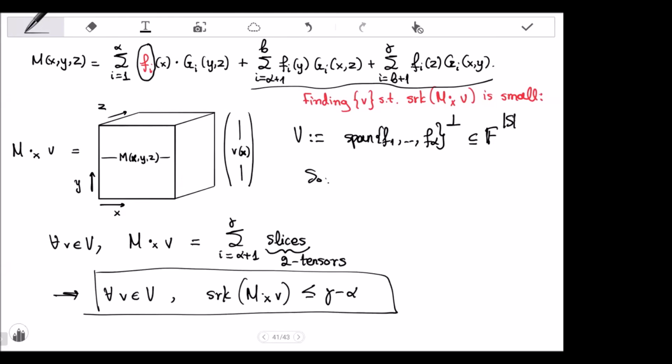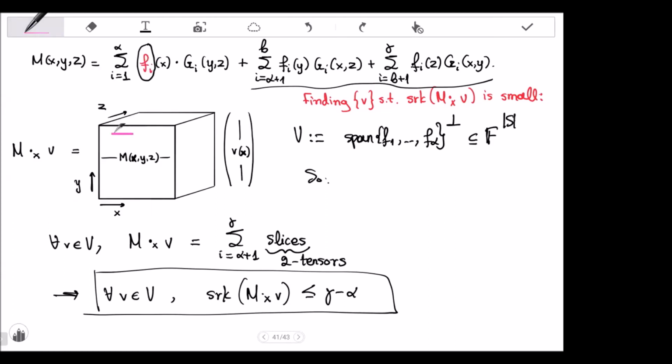So I found a space of V's where the slice rank is small. And now I'll pick one V in this universe where the slice rank is as big as possible. Remember, I never used anything about my tensor being diagonal. I completely forgot about that. I will remember it now.